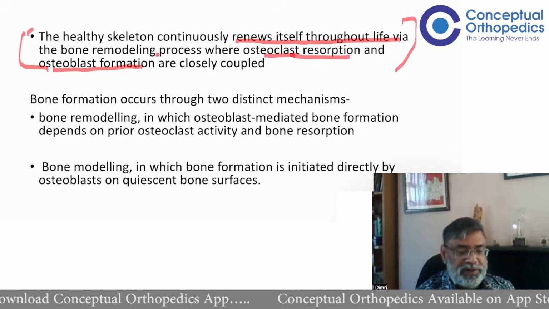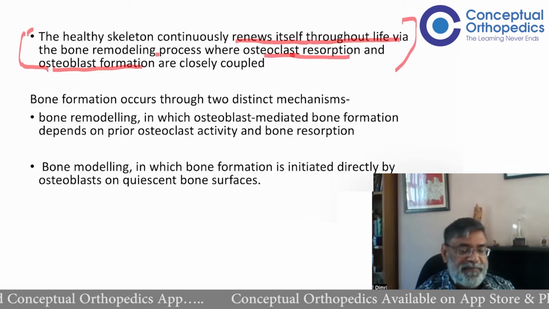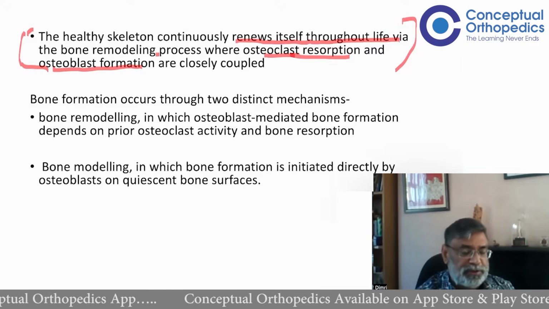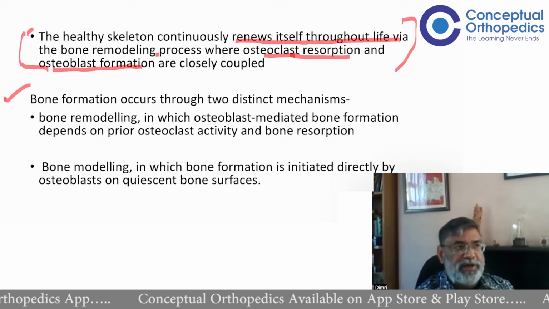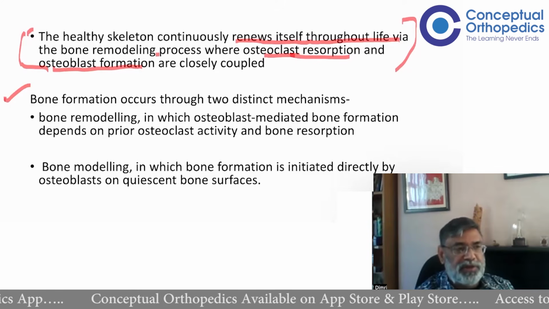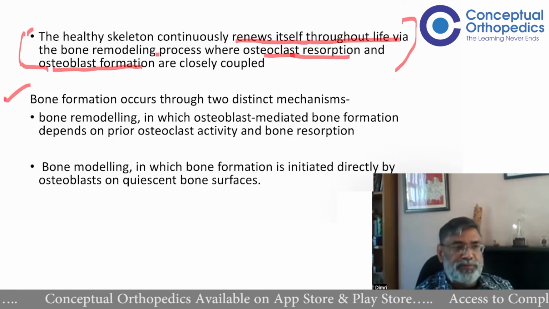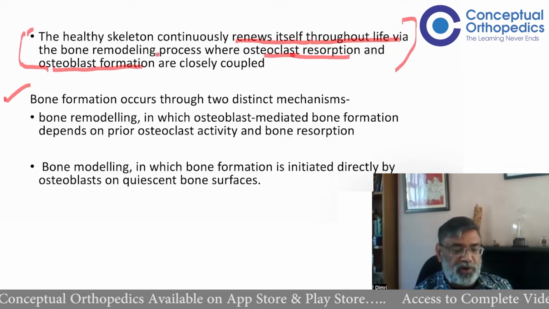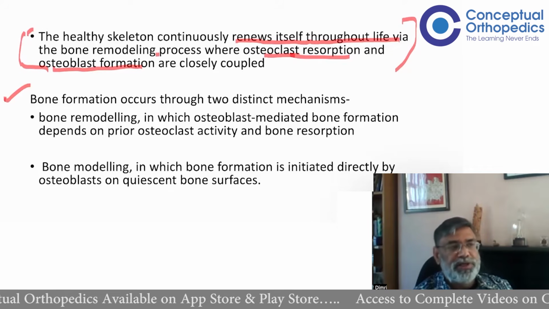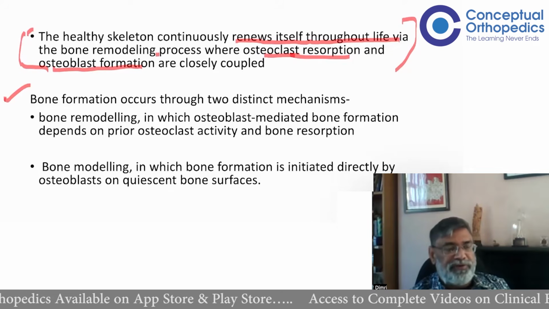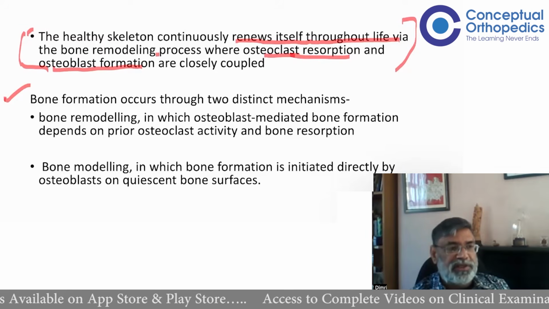And why are we talking about this? Particularly about osteoclast and osteoblast, because there's another way where bone can be formed, which is bone can just lay more bone without absorbing bone, and that is not remodeling.